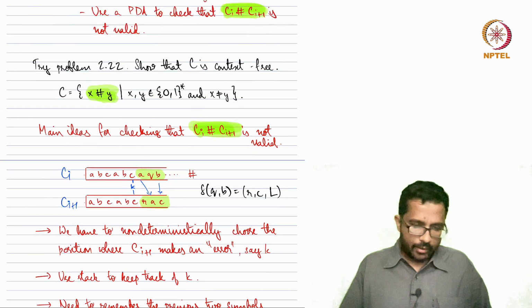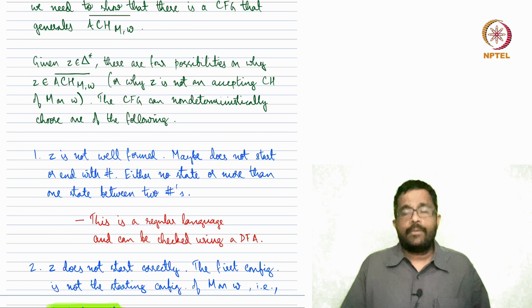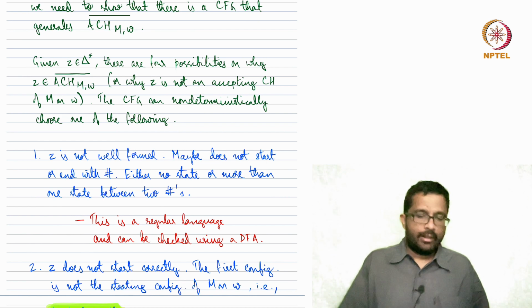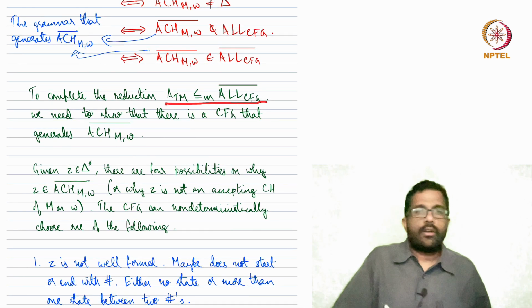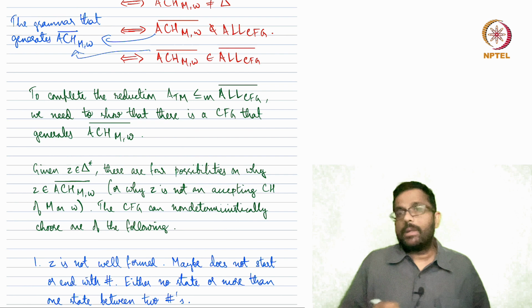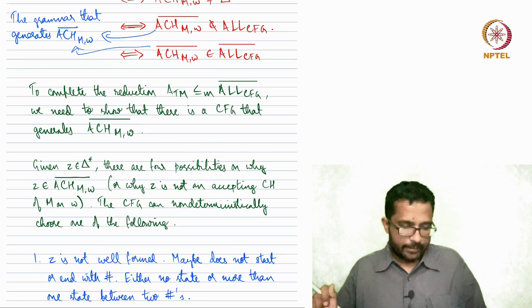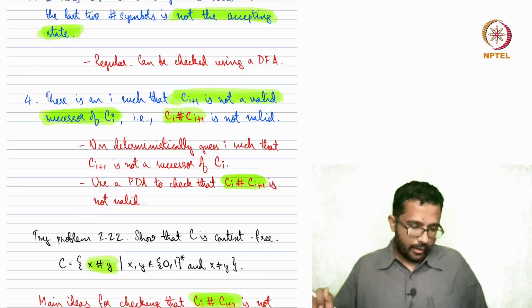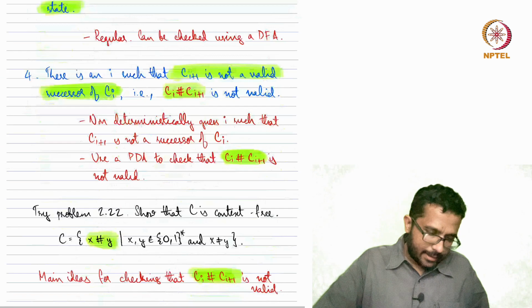So that's how this proves that we can build a CFG that generates all the strings that are not an accepting computation history, and that completes the reduction from ATM to the complement of ALL CFG. This means the complement of ALL CFG is undecidable, which also means that ALL CFG is undecidable, right? And that is the main thing that I want to cover in this lecture.